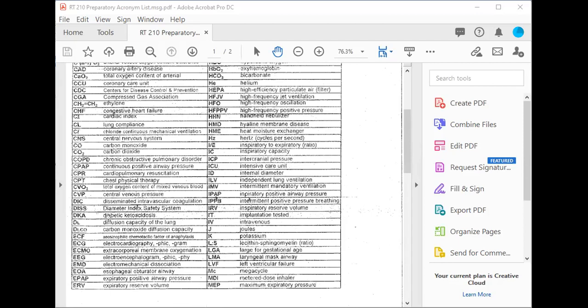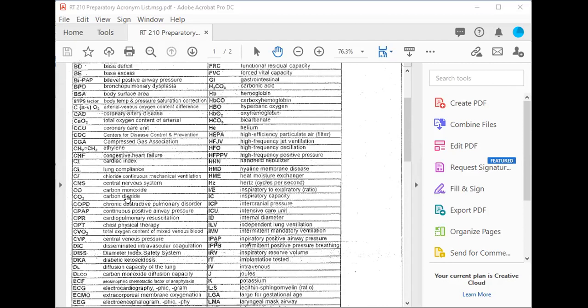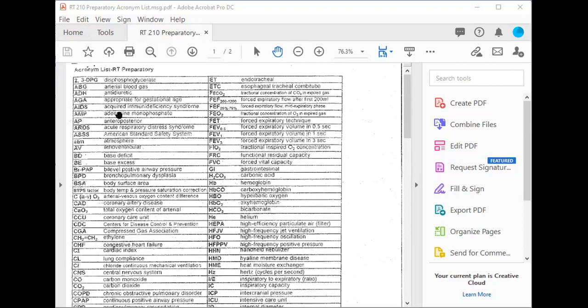You don't have to memorize every single one of these, but go through them and start looking at some of them, okay? Like one of them is CaO2, that's total oxygen content. That's very important. ABG, oh, you're gonna love those. That's the arterial blood gas. That's what makes you a therapist, okay?